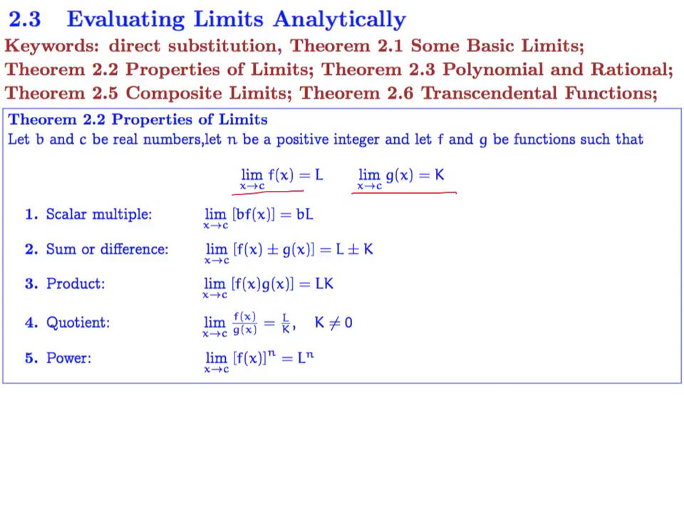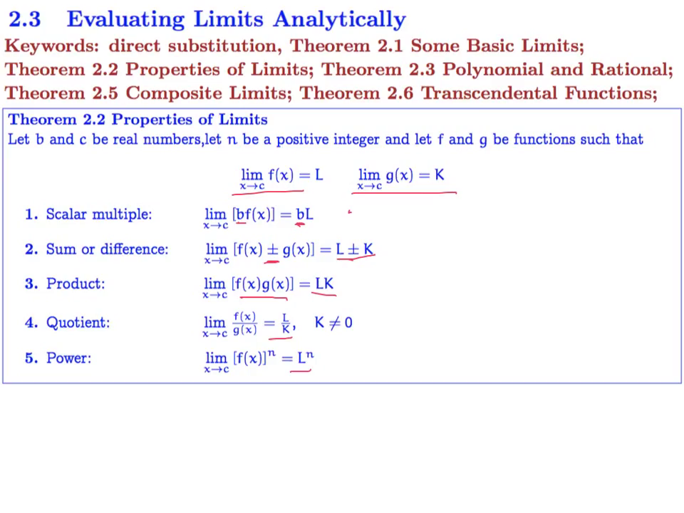So the 5 rules, rather, are the scalar multiple rule, which basically says if you have a constant inside a limit, you can pop that out of the limit. If you're adding or subtracting two things that you already know the limits of, you can just add and subtract their limits. If you're multiplying two functions and you know the limits exist, you can multiply their answers. Same with division, same with powers. So let's see this in action here.